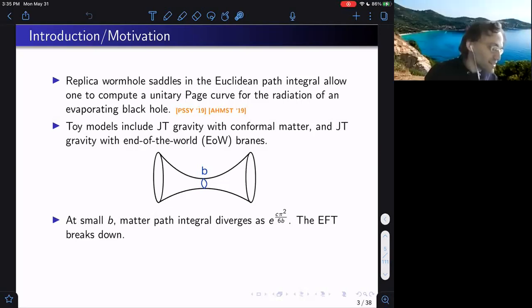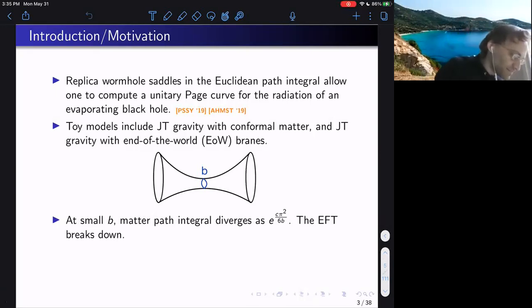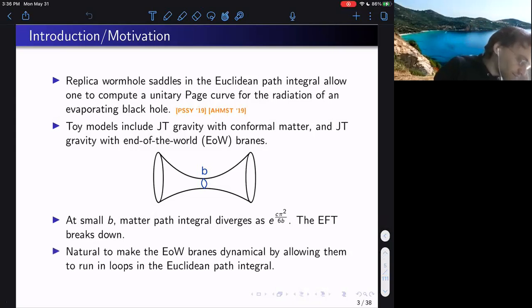we have been able to do this in a simpler model of JT gravity with dynamical end-of-the-world branes. That's going to be mostly what I'm going to tell you about today. So when I say JT gravity with dynamical end-of-the-world branes, what do I mean? What I mean is that in the Euclidean path integral, we allow the end-of-the-world branes to run in loops, and we sum over multiple end-of-the-world brane boundaries in the Euclidean path integral. This is a very natural thing to do.